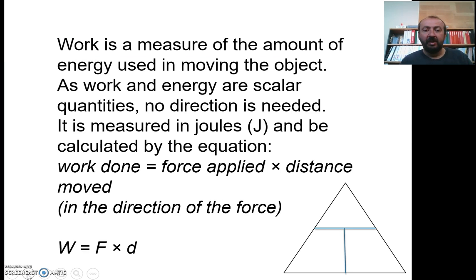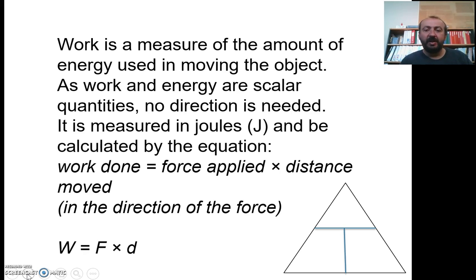Okay. So work is a measure of the amount of energy used in moving an object. Now I talked a bit about some of these ideas before. Work and energy, basically they're the same thing. They're measured in the same quantity. And it says here, as work and energy are scalar quantities, no direction is needed. Remember, they're scalars as opposed to vectors. Vectors were things like velocity and acceleration and force, which you needed to specify a direction as well as how much it is, what we call a magnitude.